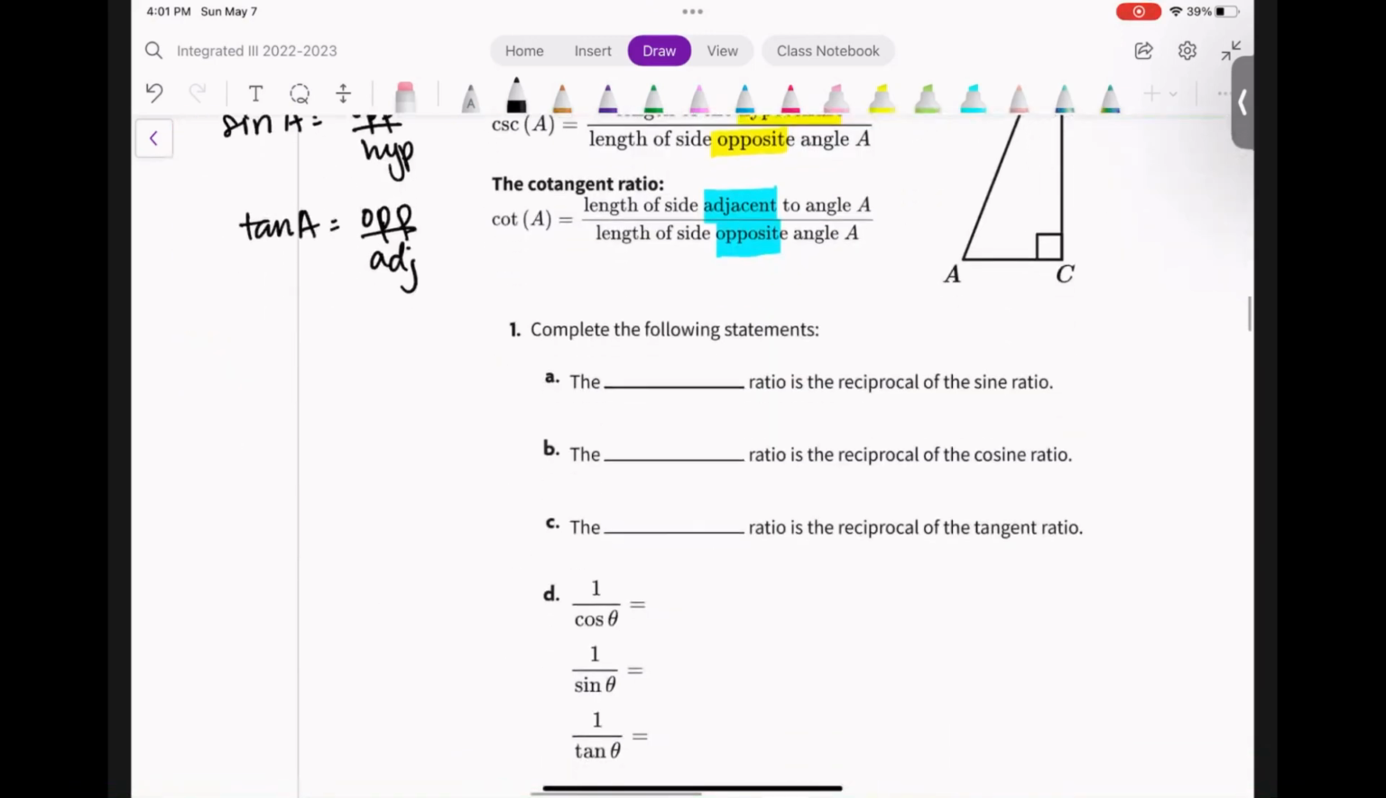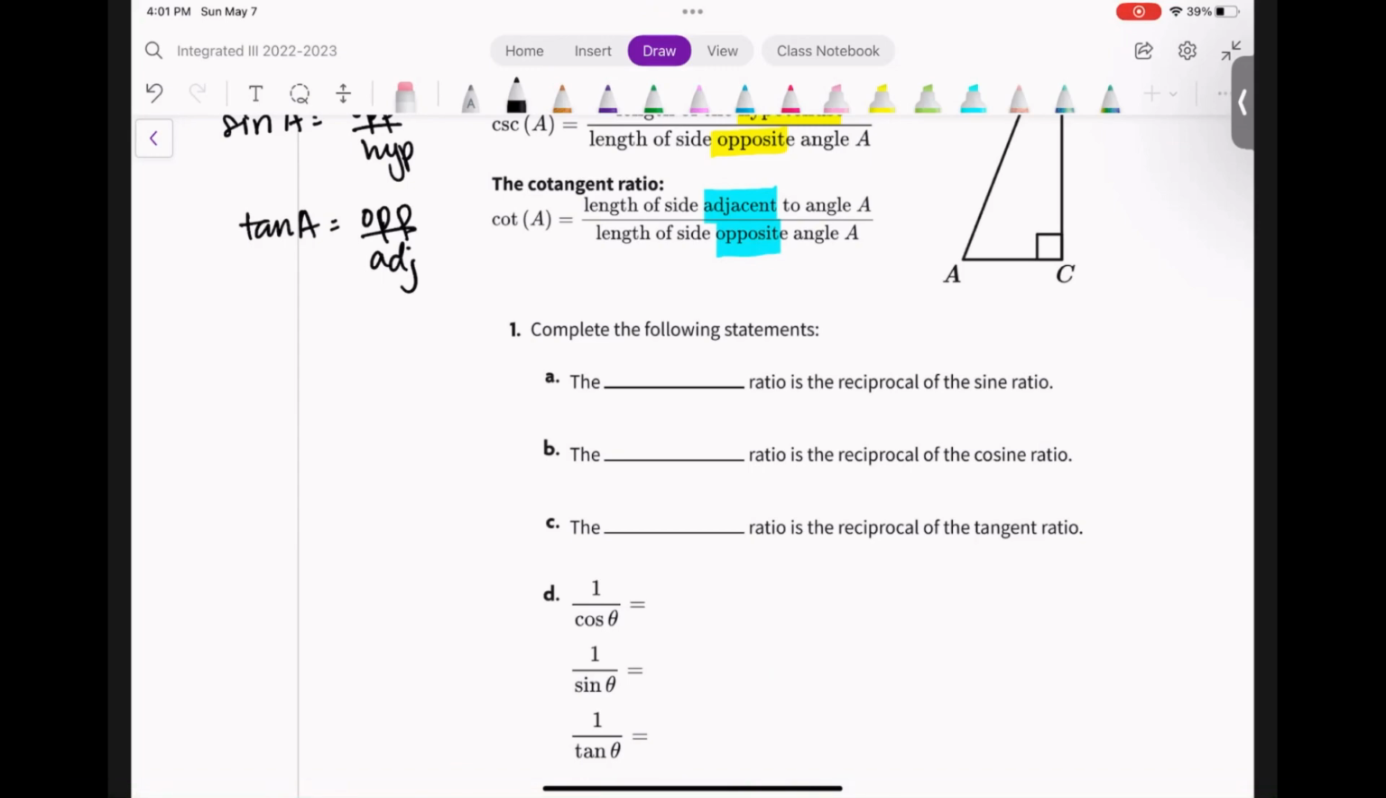So complete the following statements, and I just want to make sure that you guys are comfortable with this. We're not going to be going over everything. We won't be going over the graphs of them because we'll be depending on tangent, but I will show you just so that it makes sense to you.